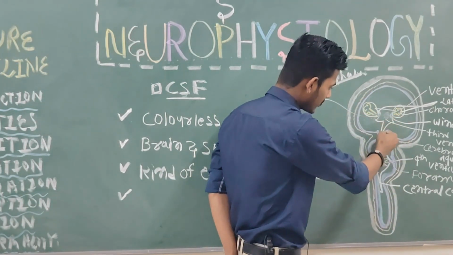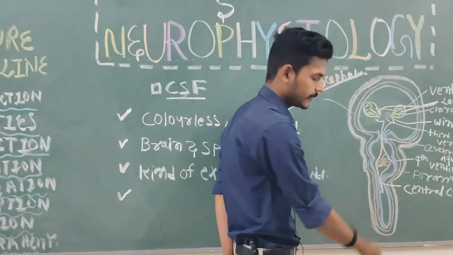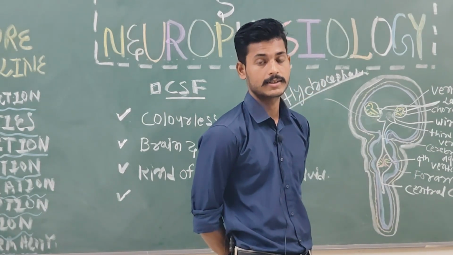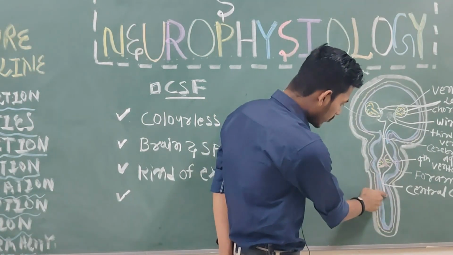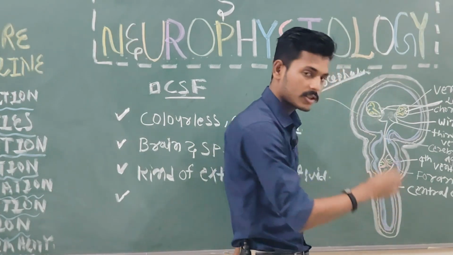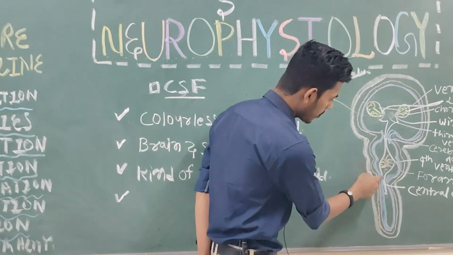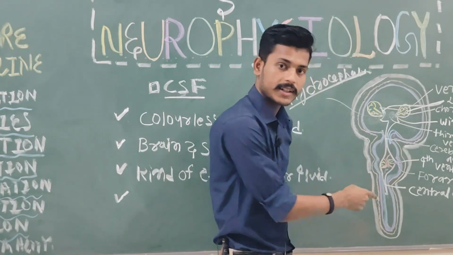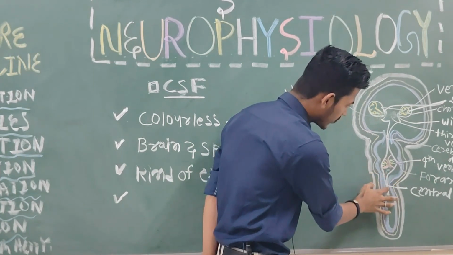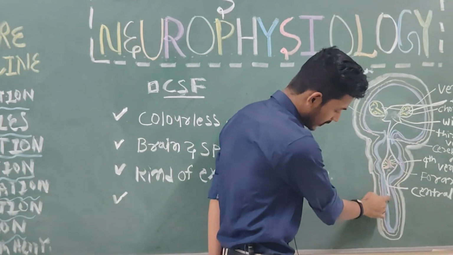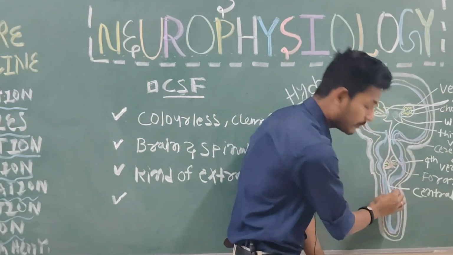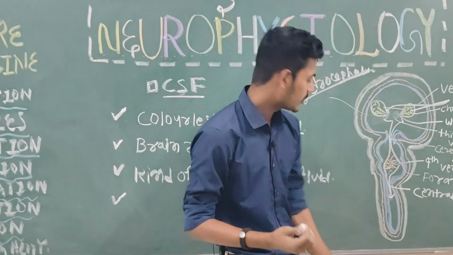they are passing and coming to the fourth ventricle. Now you see this area here, the central canal which is present in the spinal cord region, this central canal. Now the thing you should remember in your mind is that here they are terminated, there is no further passage.